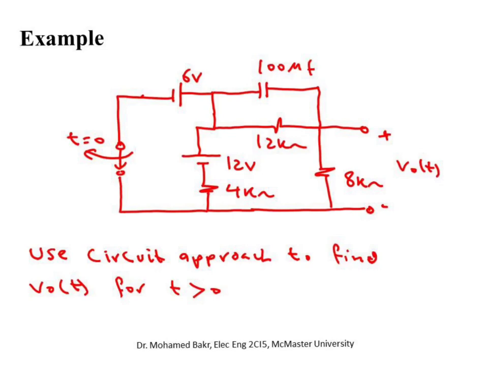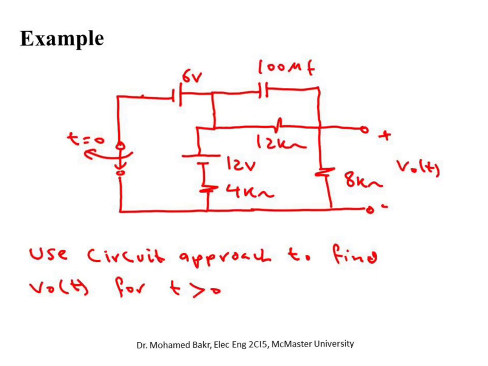Okay, so what we're gonna do, we're gonna first try to find the expression for Vc of t, and notice that what's required is not Vc of t, it is V naught of t, but we'll get this one as a byproduct after we solve for the capacitor voltage. Okay, so let's see how we can do that.